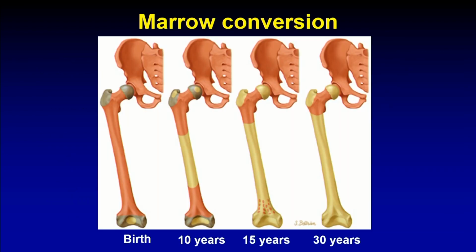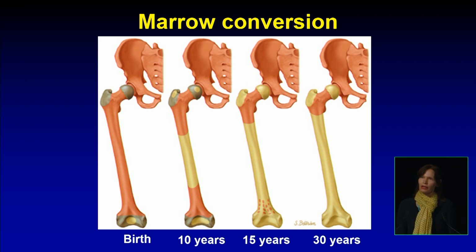It's very interesting. In our body, the marrow composition changes. At birth, all of our marrow is red or hematopoietic. On the left, you see the marrow in the femur and the pelvis. It all contains our blood-forming cells. And then during puberty, there's a really rapid conversion from this red or hematopoietic marrow to fatty marrow. And then over time, you see there's more and more fatty marrow.